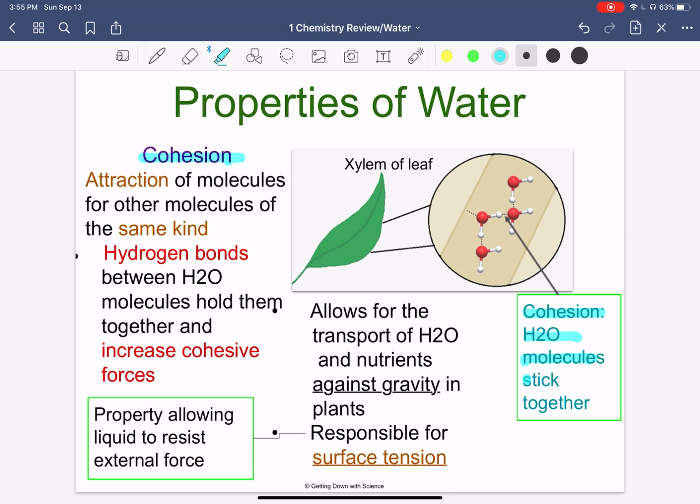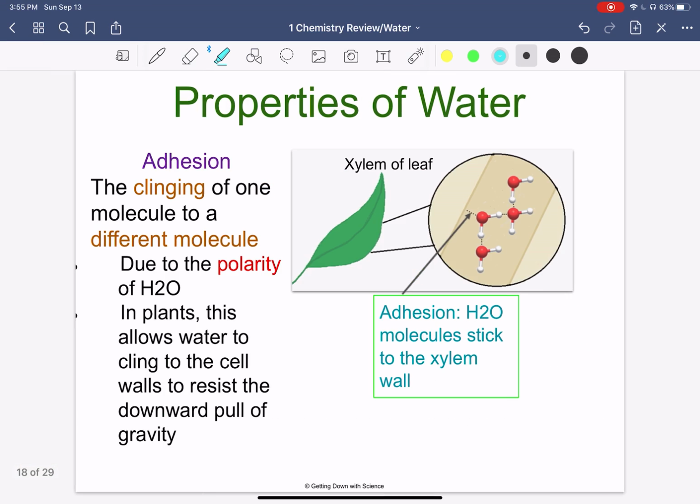Now, this can actually give us some pretty cool properties because it allows water to stick to itself and be drawn up inside of plants. It helps us transport water and nutrients throughout plants, many times against gravity. It's also responsible for things like surface tension, where you've probably seen bugs being able to walk on water. And that's all because of cohesion.